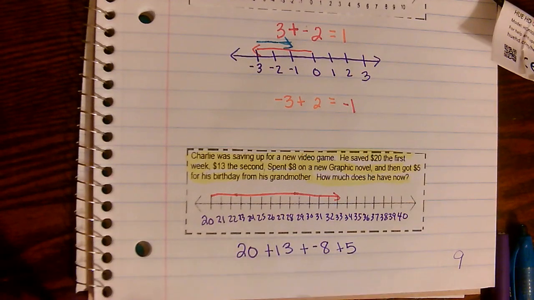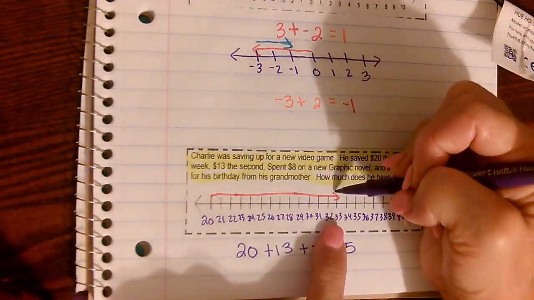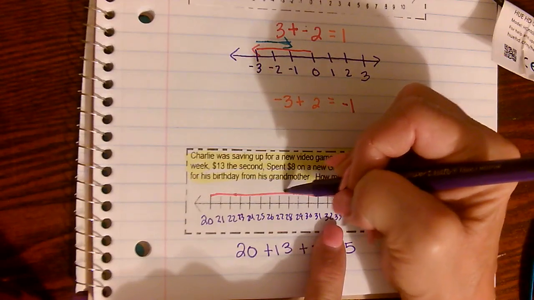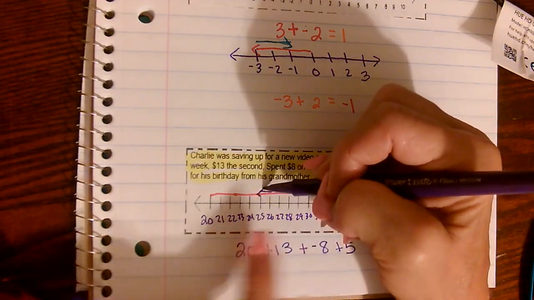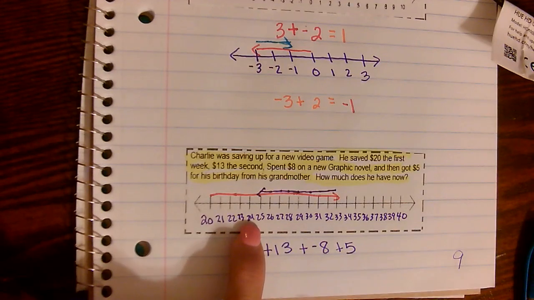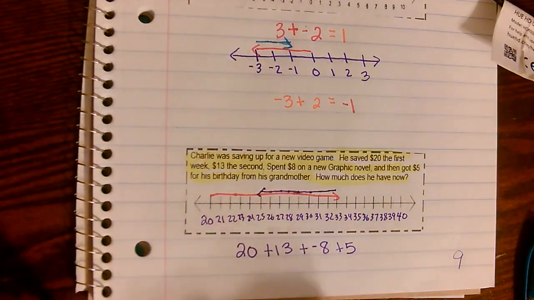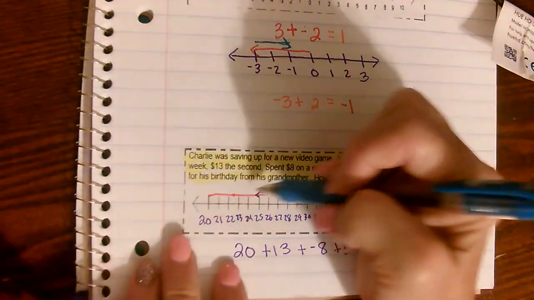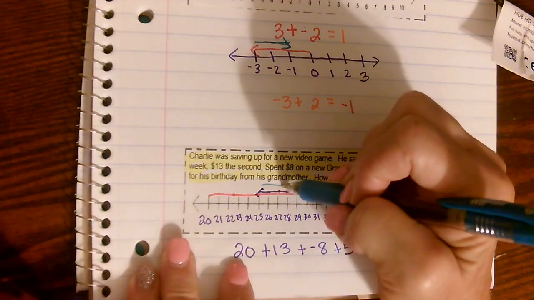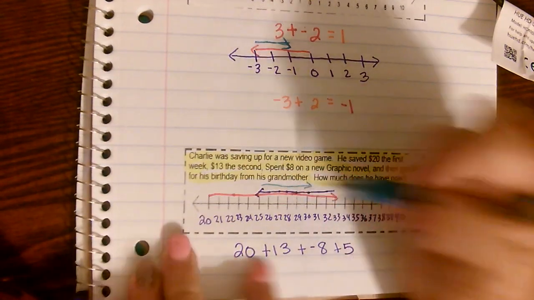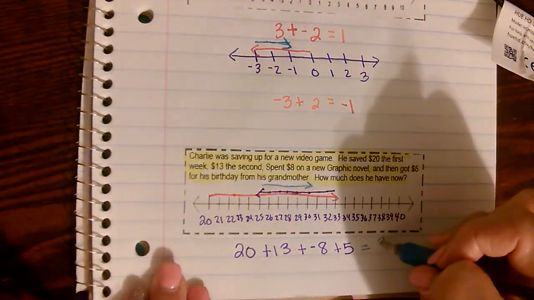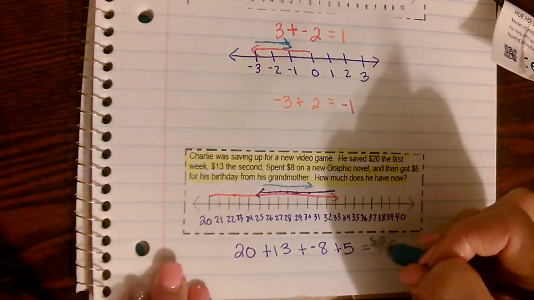Then we add negative 8, so I've got to go back 8. So I'm on 33, and I'm going to go back 1, 2, 3, 4, 5, 6, 7, 8. And I land on 25. But then I add 5. So we start on 25 now, and we go to the right 5. And that puts me back here, look, at a positive 30. So I know that this whole problem equals $30.